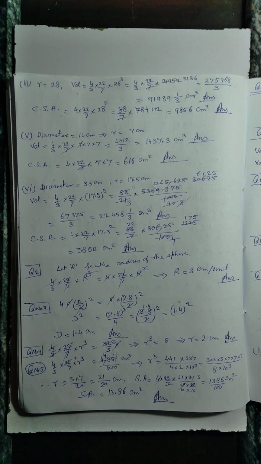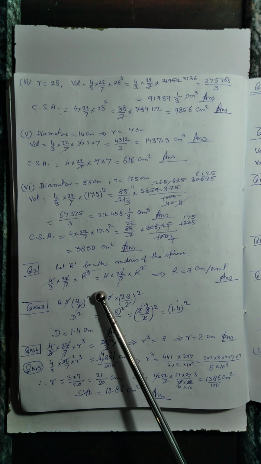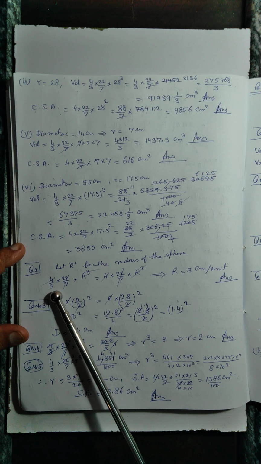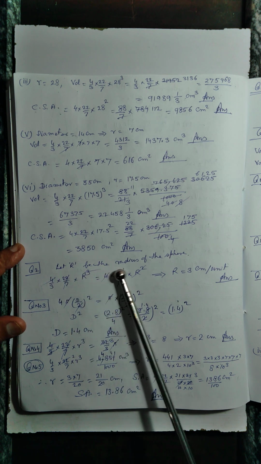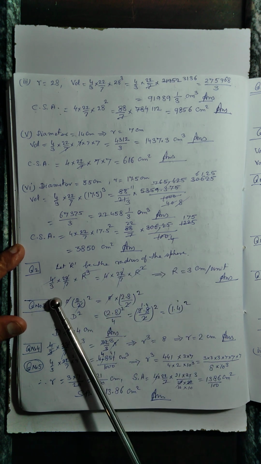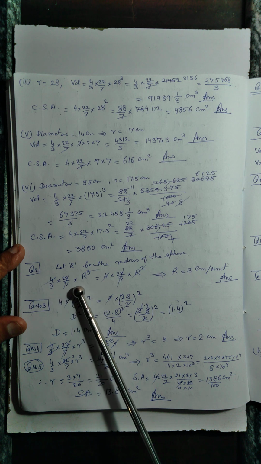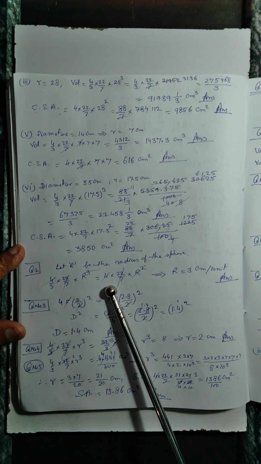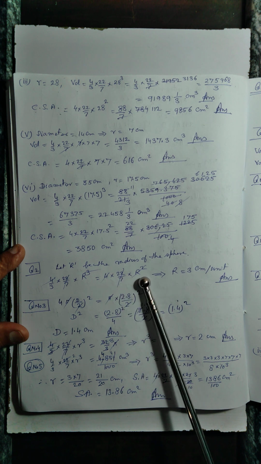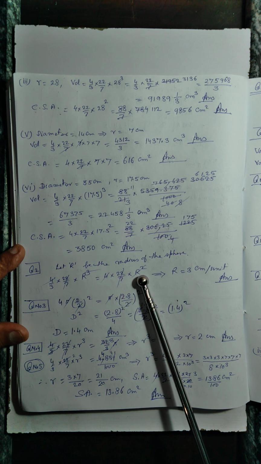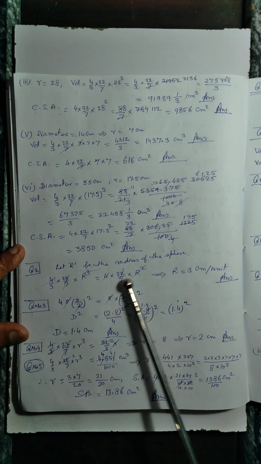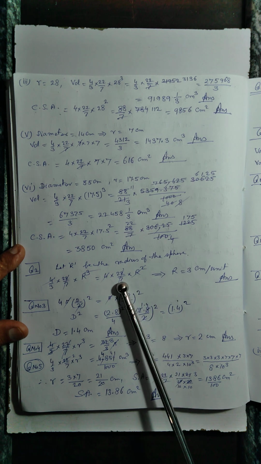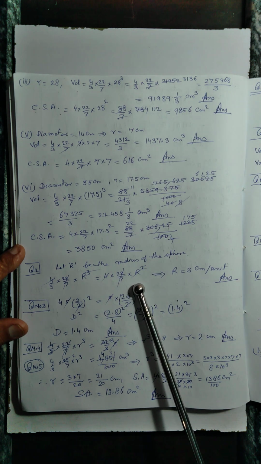Question number 2 states that find the radius of the sphere whose surface area is equal to the volume. Surface area is equal to the volume. So now substitute it. Let R be the radius of the sphere. So 4 by 3 into 22 by 7 into R cube. This is the volume. Now 4 into 22 by 7 into R square. Means volume and surface area both are numerically equal.